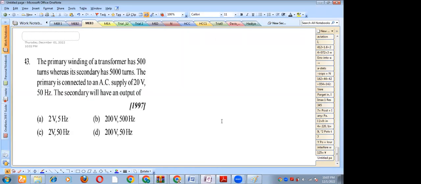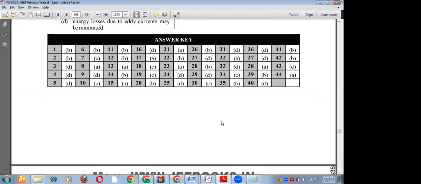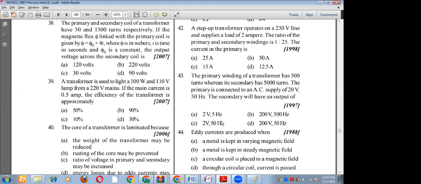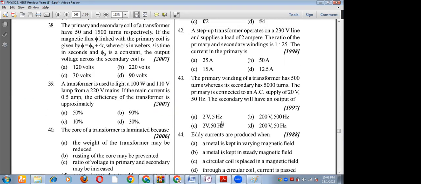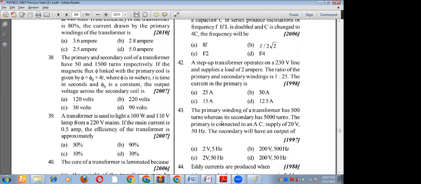Should I solve it? No, sir. All right. So we have completed all the questions of AC, and till now any doubt? No, sir, enough questions for practice. We are clear with the transformers, LC circuit, RC circuit and all. So moving to the next chapter, that is chapter 7, electromagnetic waves.